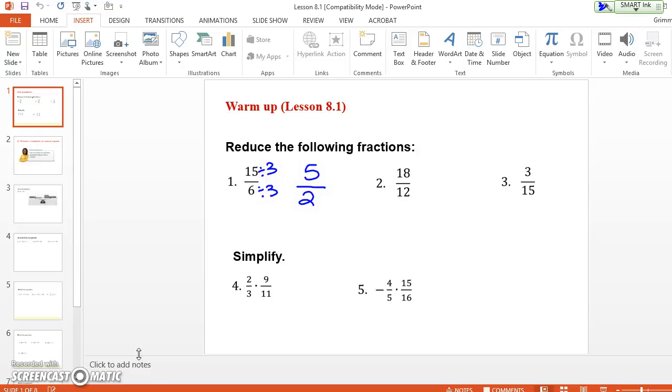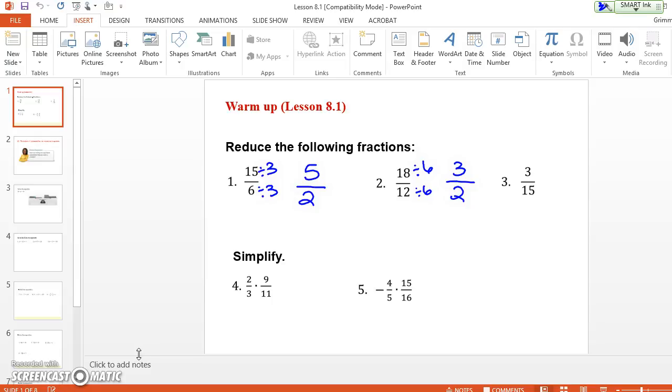Okay, what's the greatest common factor in number 2? 3 works. There's a bigger one. Yeah, 6. But you can do 3 if you want. You just have to do it twice. All right, so divide by 6, divide by 6. So I get 3 over 2. And again, you can leave it 3 over 2. That's okay. Okay. You got that one. Awesome. All right, next one.